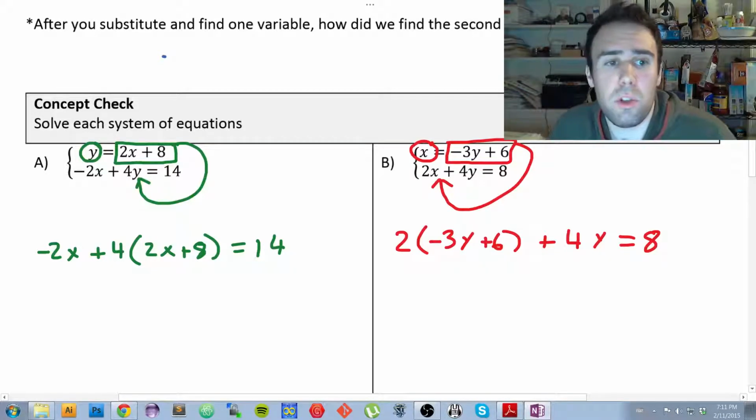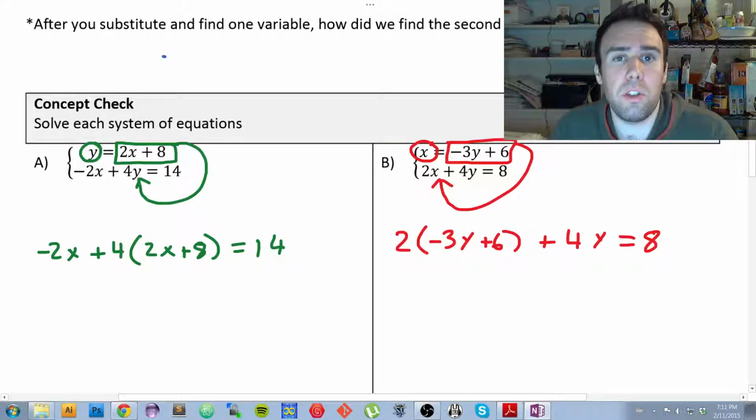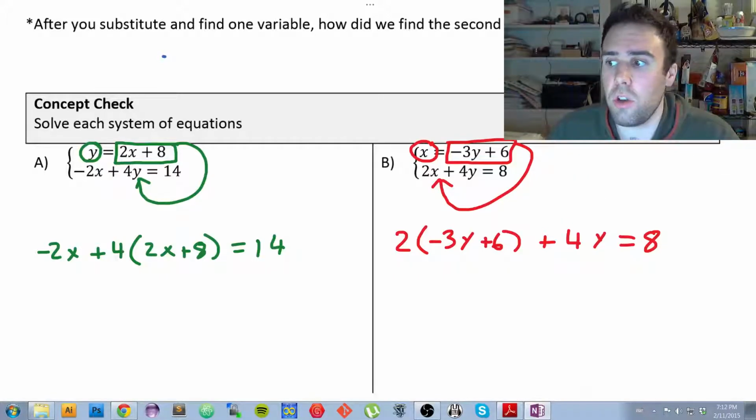For A, we're solving for y first, and for example B, we're solving for x first. But nothing crazy is going to happen. You just do exactly what the system is suggesting that you substitute for. So let's finish these off one by one.